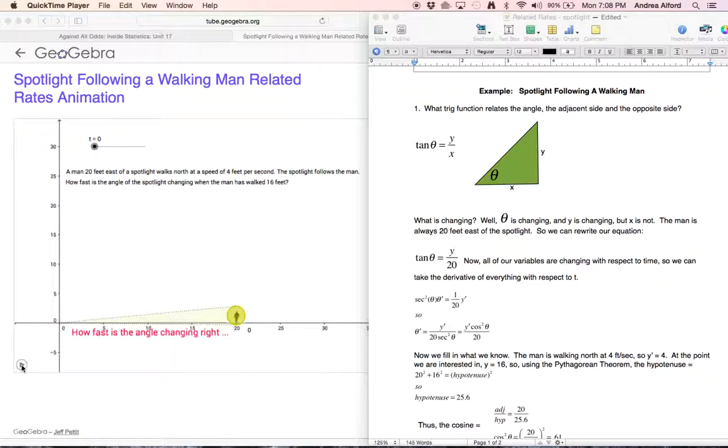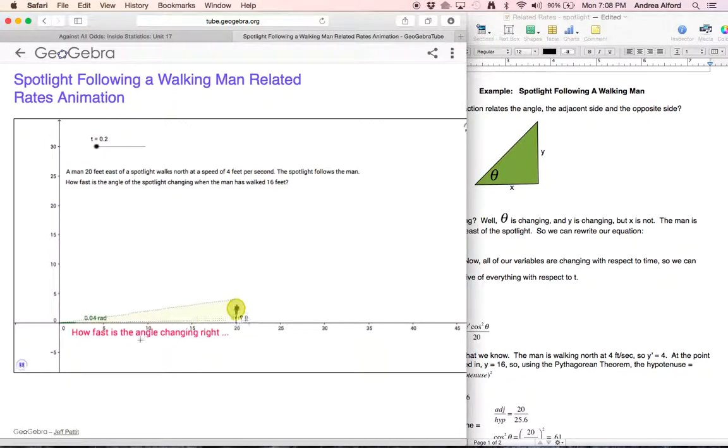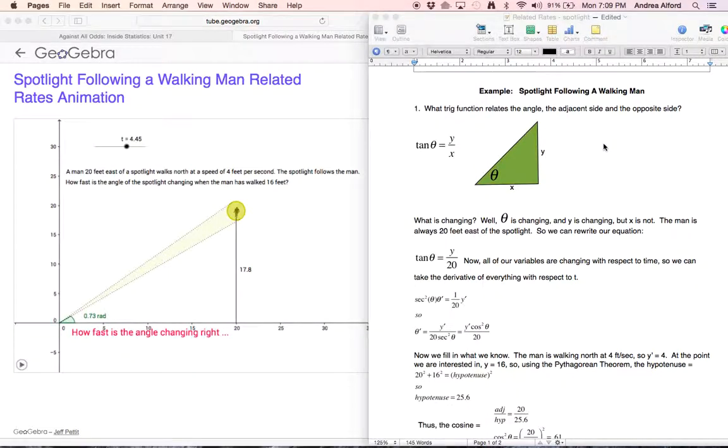So let's take a look at what's happening. Here's our man, and he's walking. The spotlight's following him. The angle here is changing, and the man's position is changing. So what we're trying to figure out is, if we freeze it right here, at 16 feet, how fast is this angle changing? All right, let's come over and figure out how to solve this.